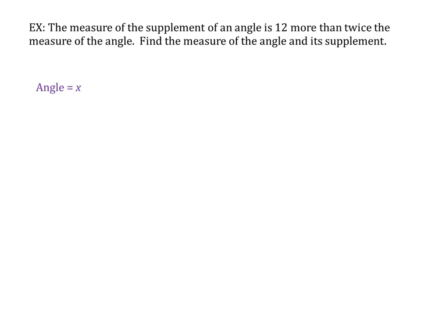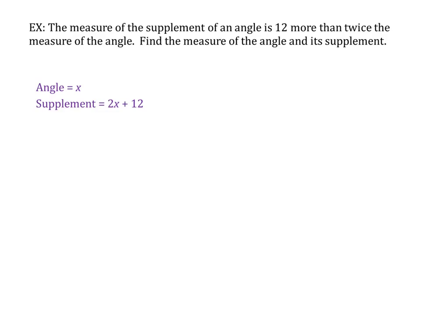Now let's look at the supplement. It says the supplement of an angle is 12 more than twice the measure of the angle. Well, 12 more means plus 12, and twice the measure of the angle means 2 times the angle. So our supplement is equal to 2 times the angle plus 12. Well, we just said our angle is equal to x, so that means our supplement is 2x plus 12.